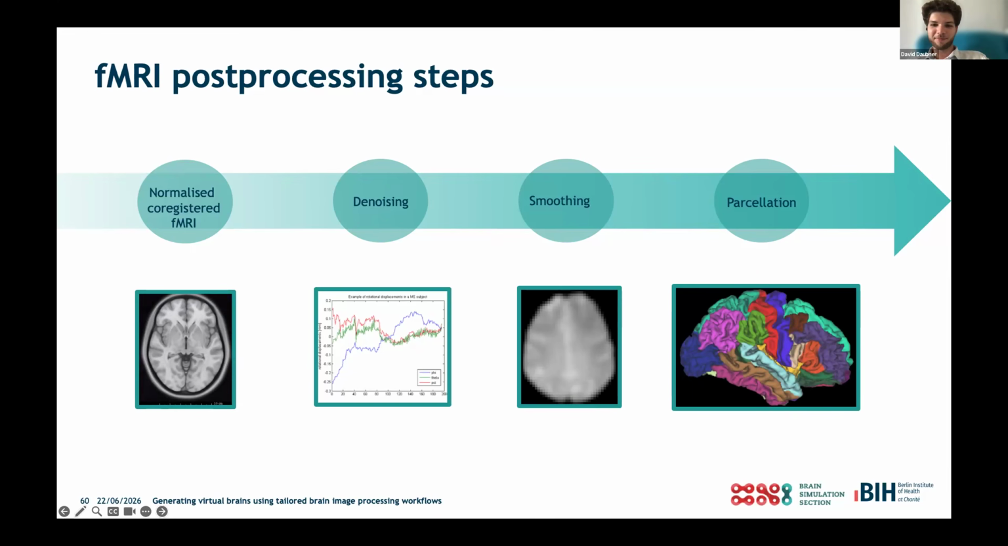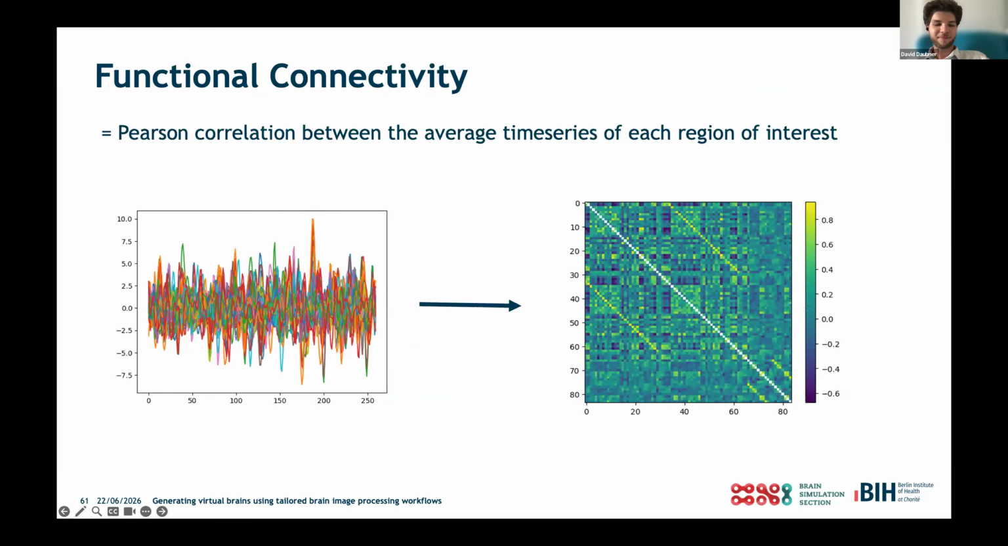Next slide, please. Once we have this average time series for each region, we can calculate correlations between them. And those correlations are the functional connectivity values which form the FC matrix we will later use in TVB. Okay, next slide.